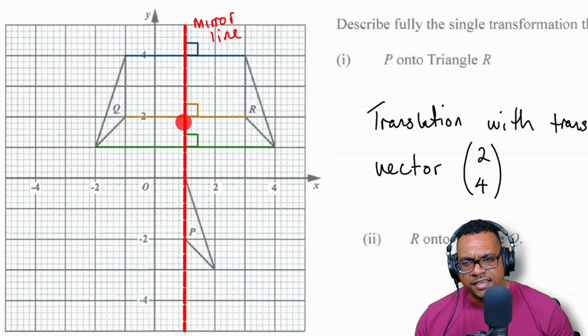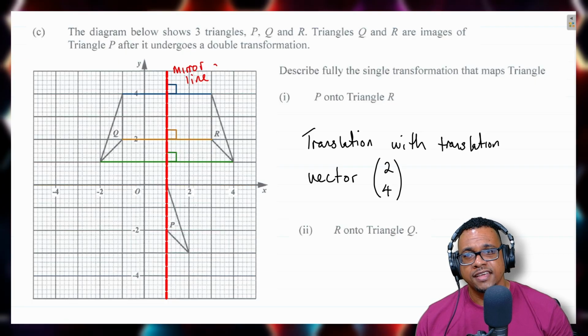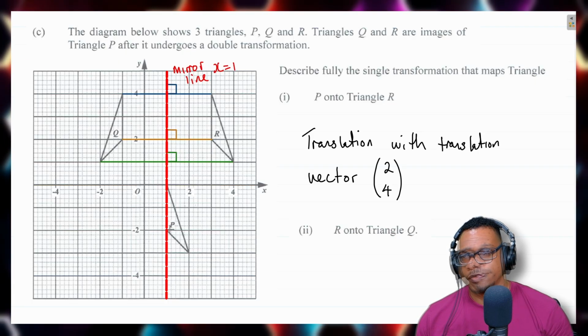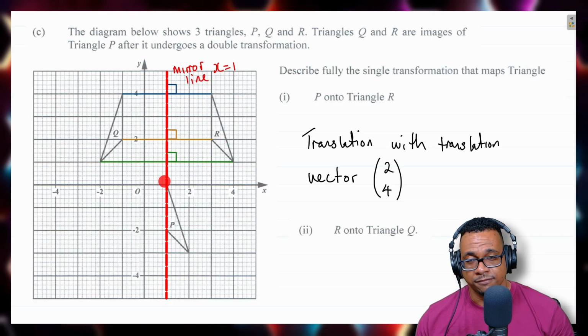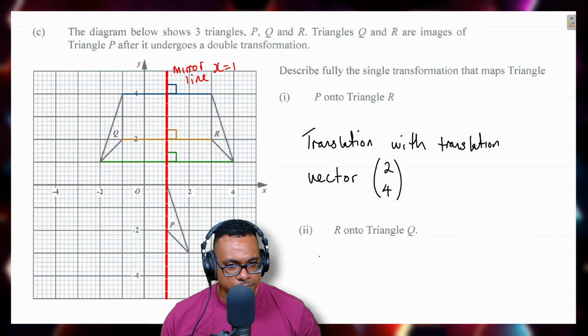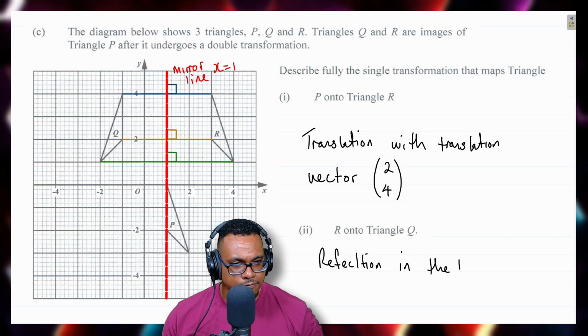Okay, and this mirror line, look at where it touches the x-axis. This is 0 here, this is 2. So halfway between 0 and 2 will be 1. So this mirror line touches the x-axis at 1. Therefore, the equation of the mirror line is x is equal to 1. So mirror line, x is equal to 1. So what we have here is a reflection in the line x is equal to 1. So for my answer, I'm going to put reflection in the line x is equal to 1.